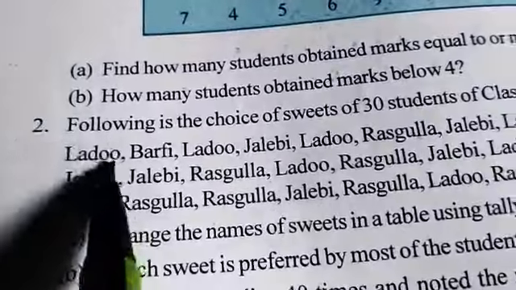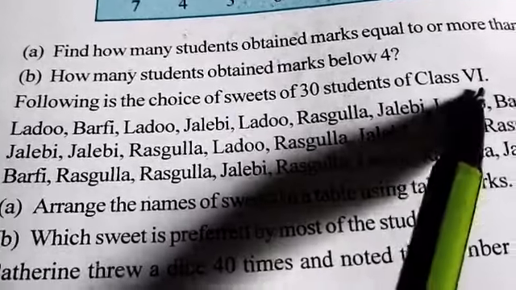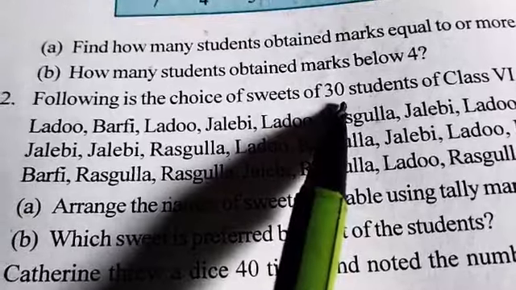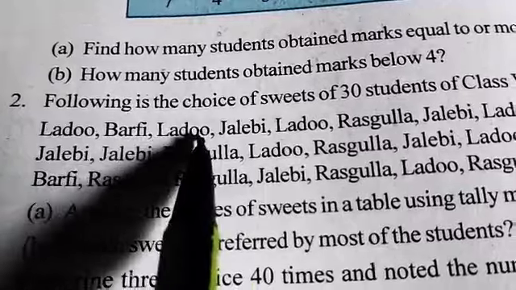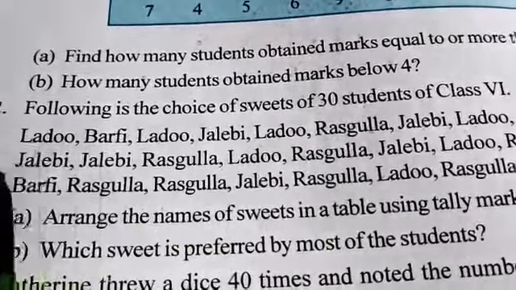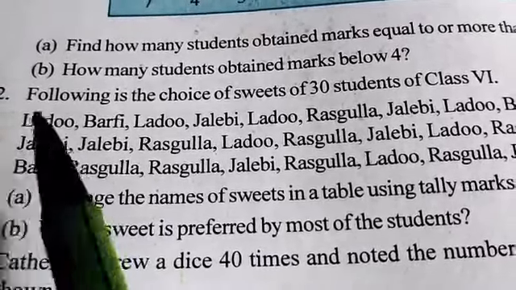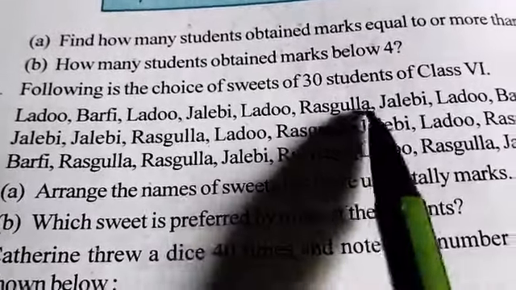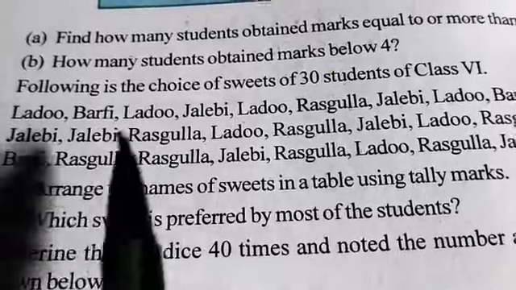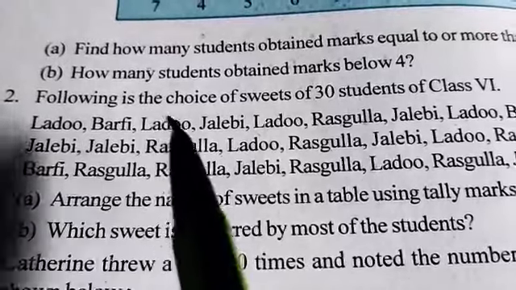Now we go for question number 2. Following is the choice of sweets of 30 students of class 6th. Now in class 6, there are 30 students and they prefer different types of sweets: laddu, barfi, jalebi and rasgulla. So these are the sweets that are preferred. Now we have to count who likes laddu, who likes barfi, who likes jalebi and who likes rasgulla. So we will create one table for laddu, barfi, jalebi and rasgulla, because there are 4 sweets.